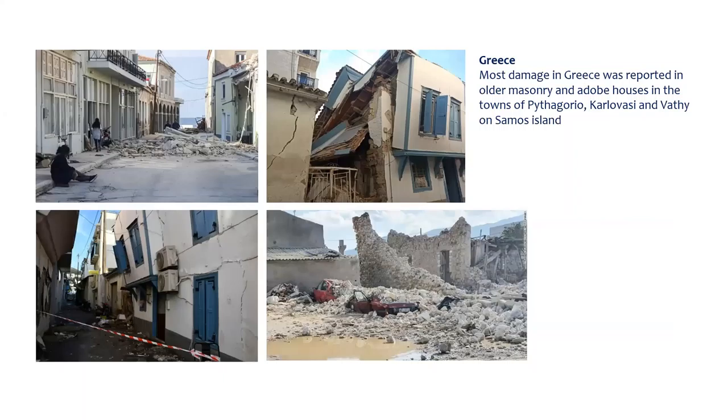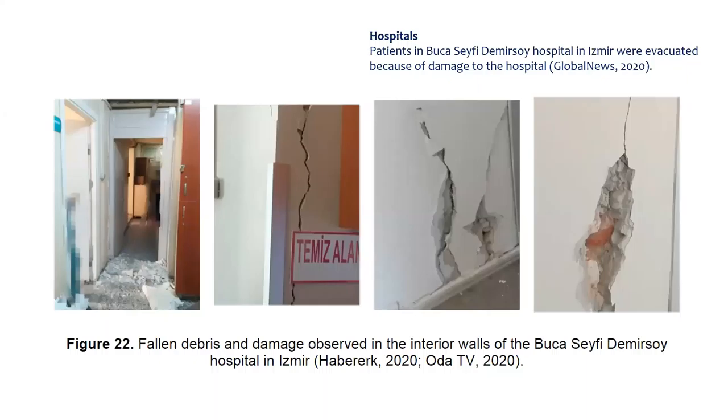Now, what happened in Greece? Most of the damage that occurred in Greece was reported in old masonry and adobe houses in the areas of Samos and Pythagorio, Karlovasi, and Vathy, which are the main settlements on these small islands. So most of the damage was concentrated in these small houses, all made of masonry. We also observed some damage in hospitals and public infrastructure, most of it in Samos again.